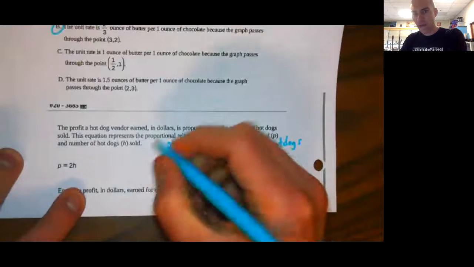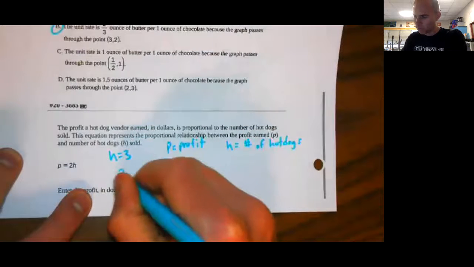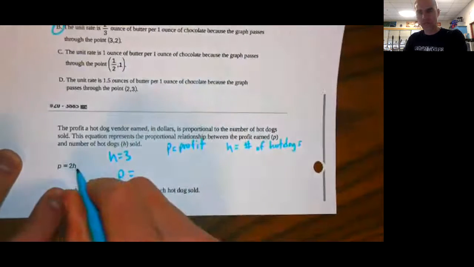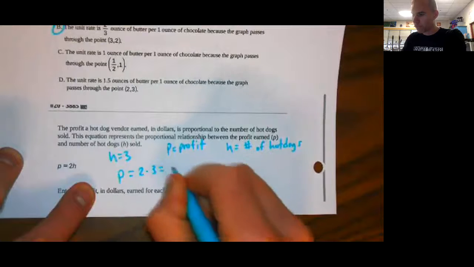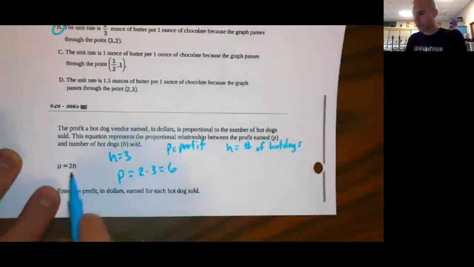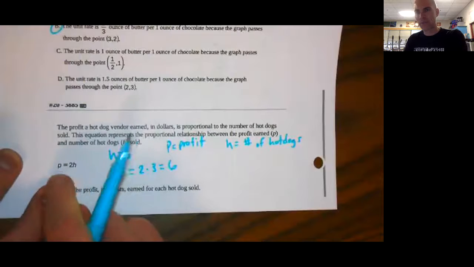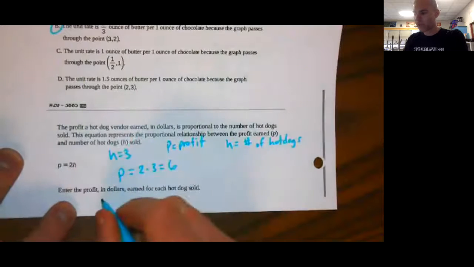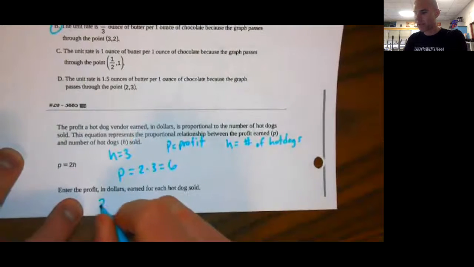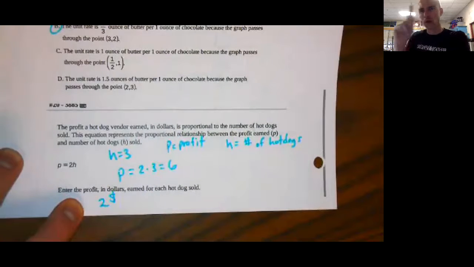If I sell 3 hot dogs, that means H equals 3. And so the profit would equal 2 times 3. That's 6. If I sold 5 hot dogs, then it would be 5 times 2, and the profit would be $10. Whatever number of hot dogs I sell, I just multiply by 2, and that's my profit. So in other words, each hot dog gets me $2. That's the unit rate. How much profit per 1 hot dog? And the unit rate is the same thing as K.